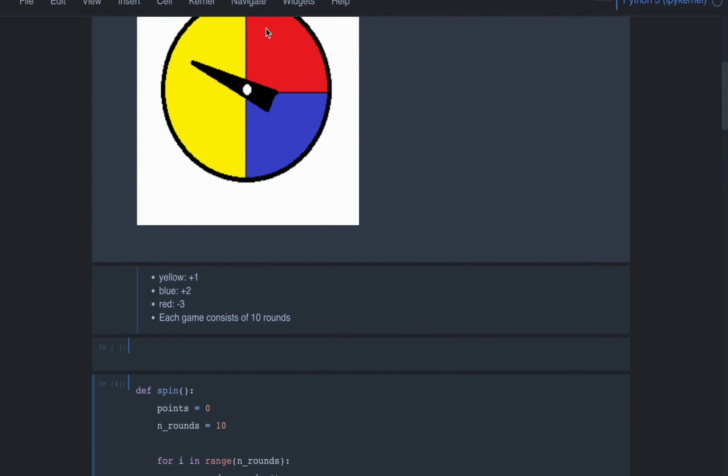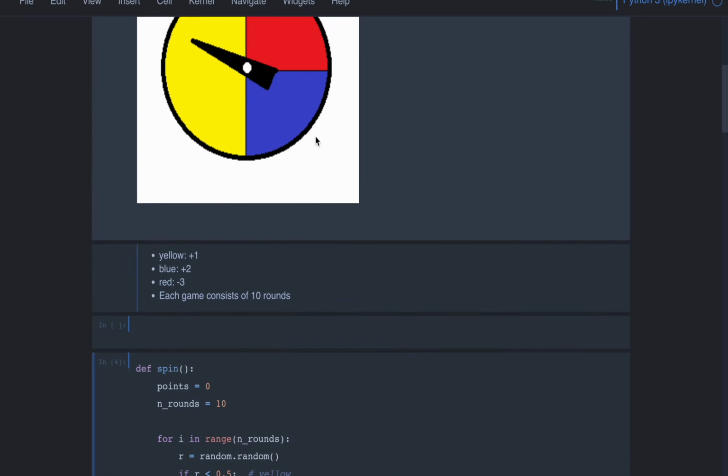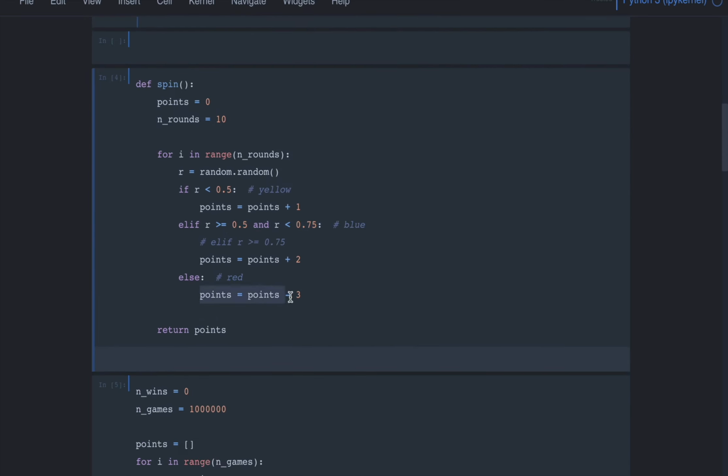And finally, the remaining region, which in this case would be greater than 0.75. That's what remains, right? So up to 0.5, it's gone. Between 0.25 and 0.75, that's also gone. So the remaining region, if R is greater than or equal to 0.75, that would be this red region, and we lose 3 points.